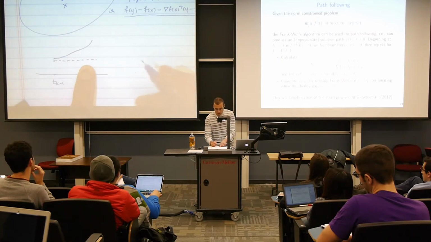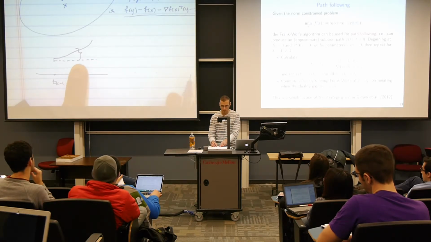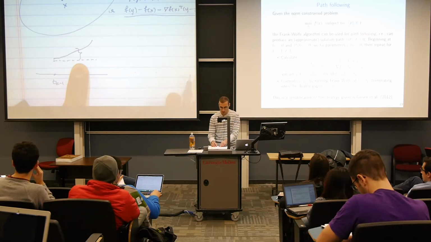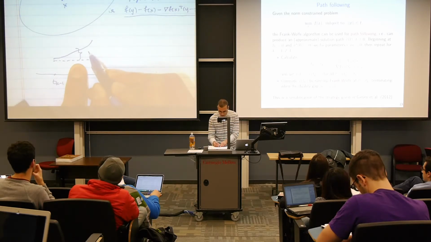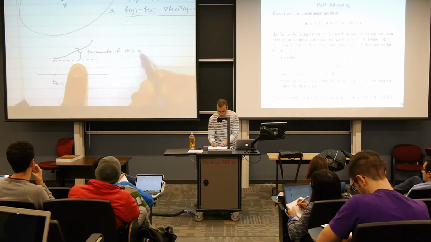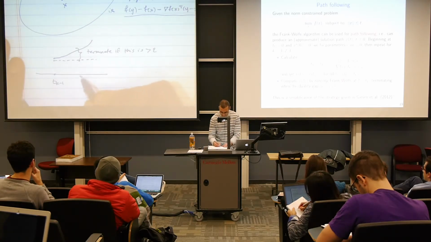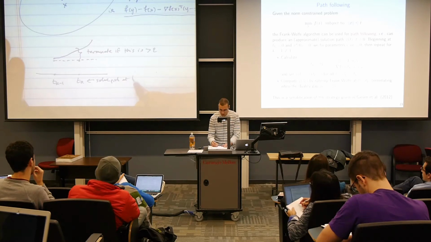What this path following method does is that it terminates as soon as the duality gap it sees between your approximate solution and the exact solution is bigger than epsilon. So terminate if this is bigger than epsilon, and then solve the problem here. Solve the problem at t_k.